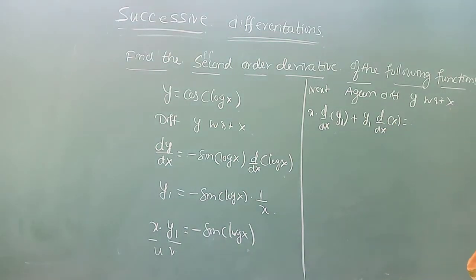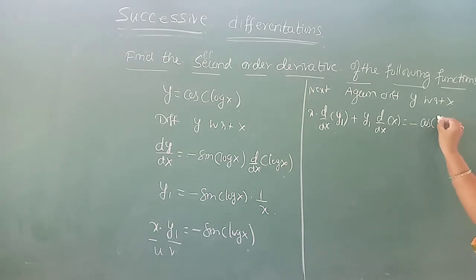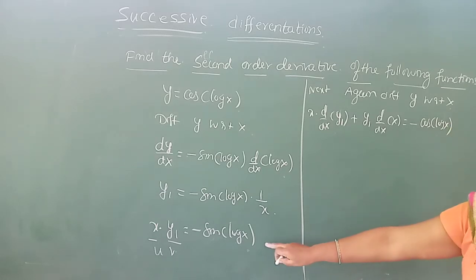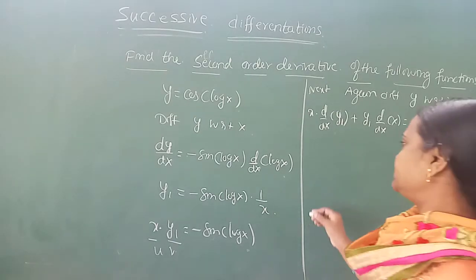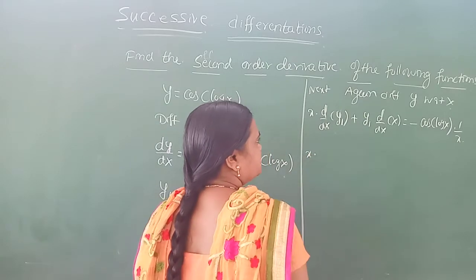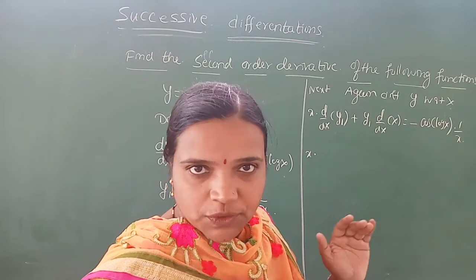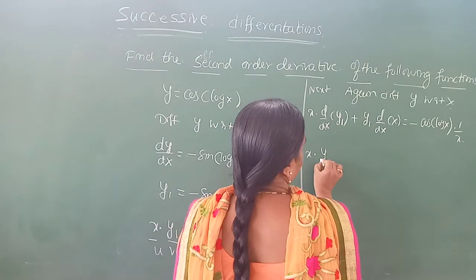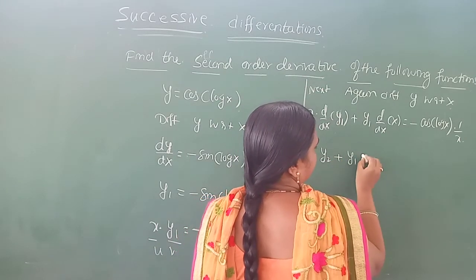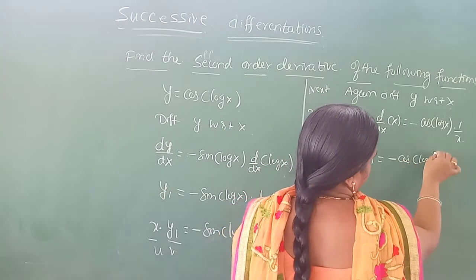And minus sin log x. Minus as it is, again it is a function of function, cos log x, and I will write directly that the differentiation of log x is 1 by x, instead of writing this separately. Okay, next x as it is. We know the differentiation of y1; y1 we write as y2, instead of d2y by dx square. We can also write x y2 plus y1. Differentiation of x is 1, equals minus cos log x divided by x.